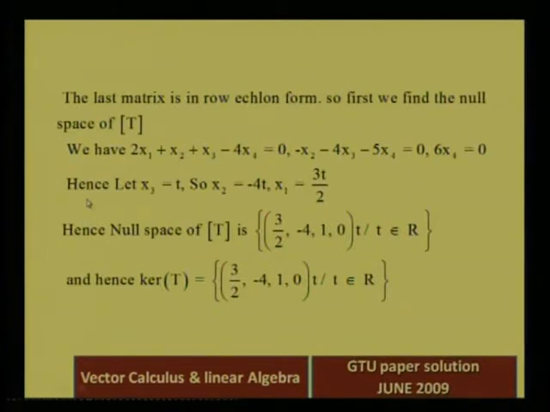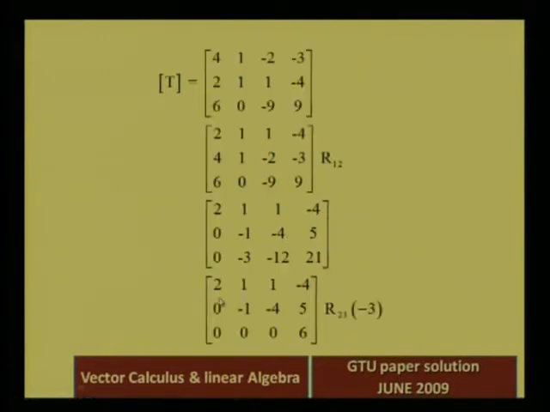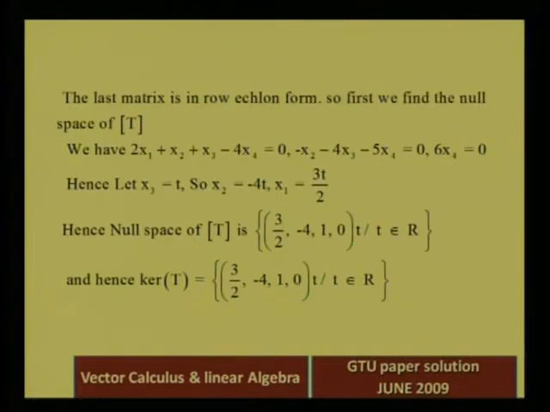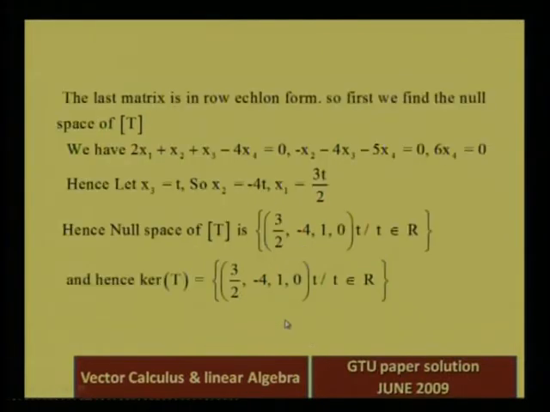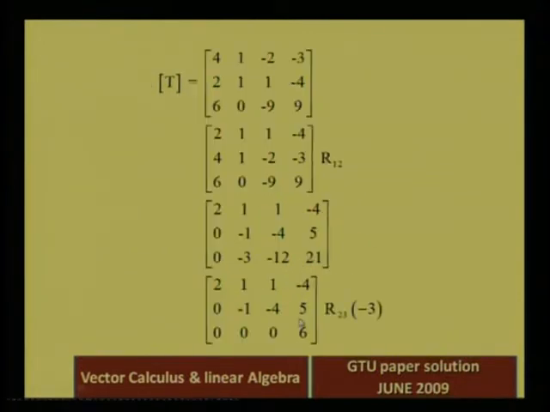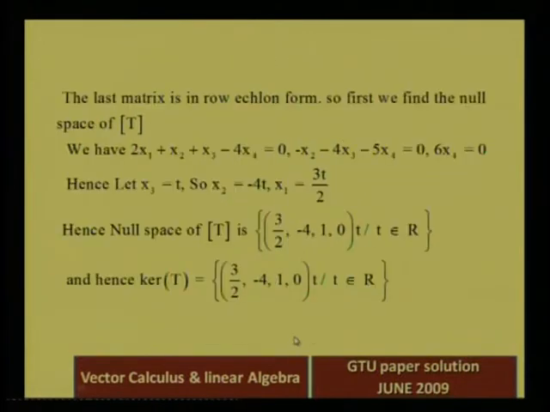So first we find the null space of the standard matrix T. From the first row we get 2x1 plus x2 plus x3 minus 4x4 equal to 0. Then from the second row, minus x2 minus 4x3 plus 5x4 equal to 0. And then from the last row we get 6x4 equal to 0.